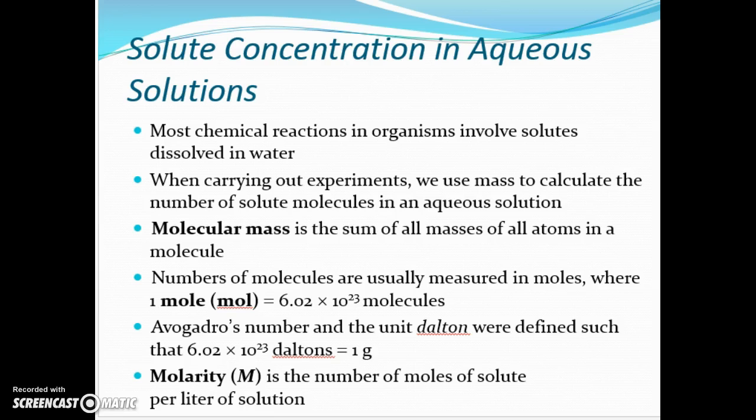So, for example, molarity is the number of moles of solute per liter of solution, whereas the molecular mass is the sum of all the mass of every atom in that molecule. The number of molecules is usually measured in moles, and 1 mole has a very specific number. It's 6.02 times 10 to the 23rd molecules. So it's a standard: no matter what the substance is, 1 mole is going to be that number of molecules of the substance. So Avogadro's number and the unit Dalton were defined as that mole. That's 6.02 times 10 to the 23 Daltons, and that equals 1 gram of the substance.